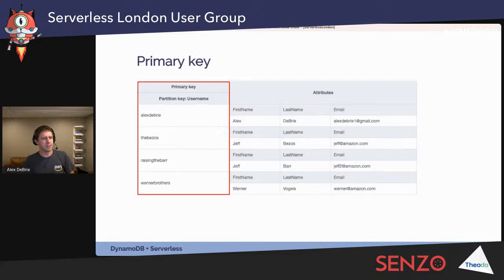So you can see here on the left, I've outlined the primary key. In this case, it happens to be username, right? Because each user will be uniquely identified by that user. We won't have 2 users with the same username.